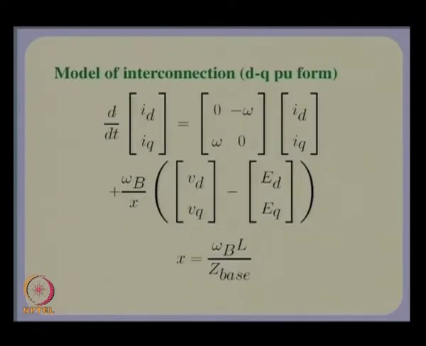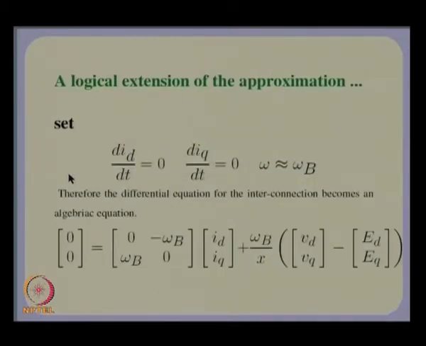On the other hand, our model of the interconnection, which I mentioned some time back in the context of the presence of redundant states, is given by this differential equation. Now, as a logical extension to the approximation which we have just made, that is d psi d by dt equal to 0 and d psi q by dt equal to 0, omega approximately equal to omega b, it makes sense to set d I d by dt equal to 0 and d I q by dt equal to 0 as well in these equations. If we do that, the differential equations get converted to algebraic equations. The differential equation which I just showed in the previous slide gets converted to the algebraic equation which is shown here. So, what is the logic for doing this?